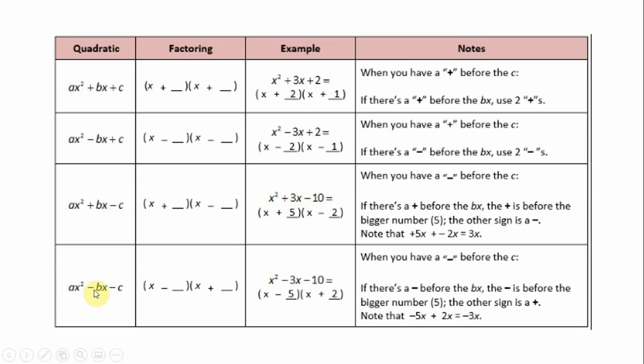So here I've got an ax squared minus bx minus c, alternate signs. Here I need to do the negative, so I'm going to put the negative first, and that's going to be the sign of the larger factor. So here I've got the 10 again, the 5 and the 2, the difference being 3, but now the sign goes with the larger, the negative goes with the sign of the larger, which is the 5.